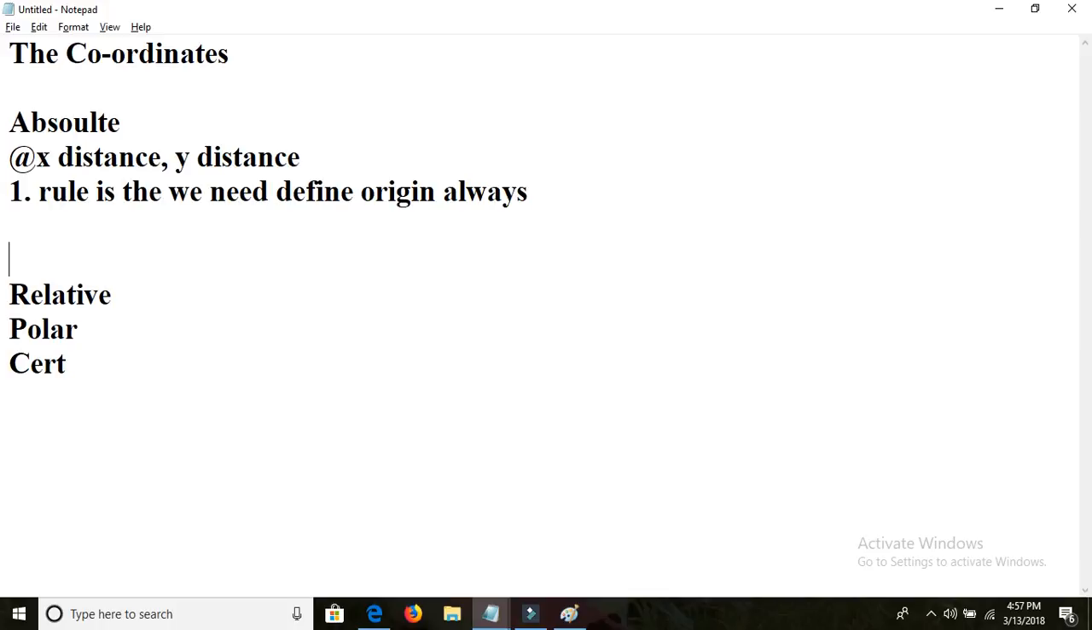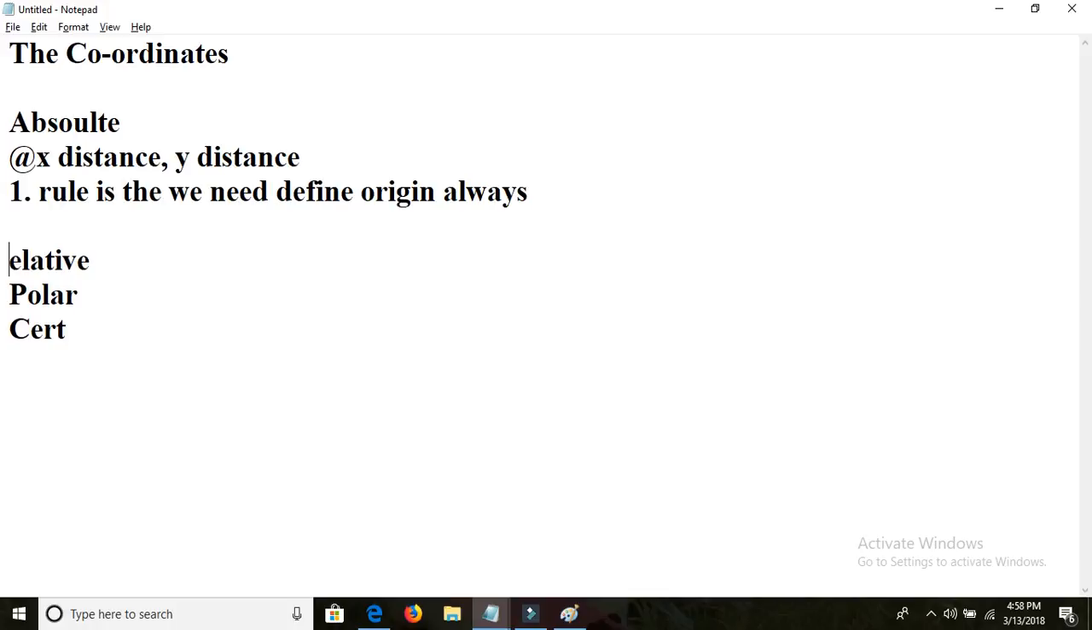Why? Because we need to say where the origin is. For suppose if you are making columns, first we need to know where the origin is located. So that's the reason we are using absolute coordinates in other applications, but in AutoCAD we are not choosing the absolute coordinate system.